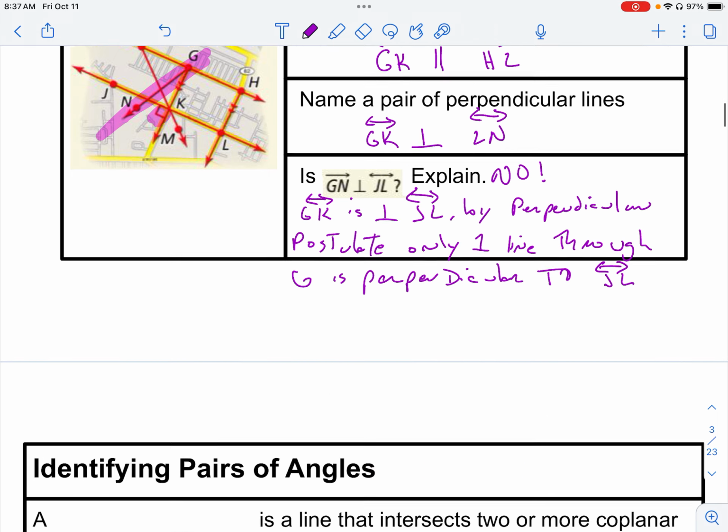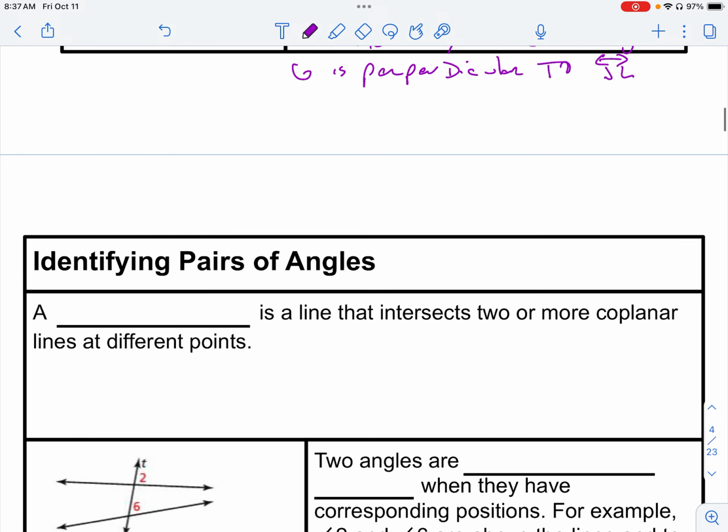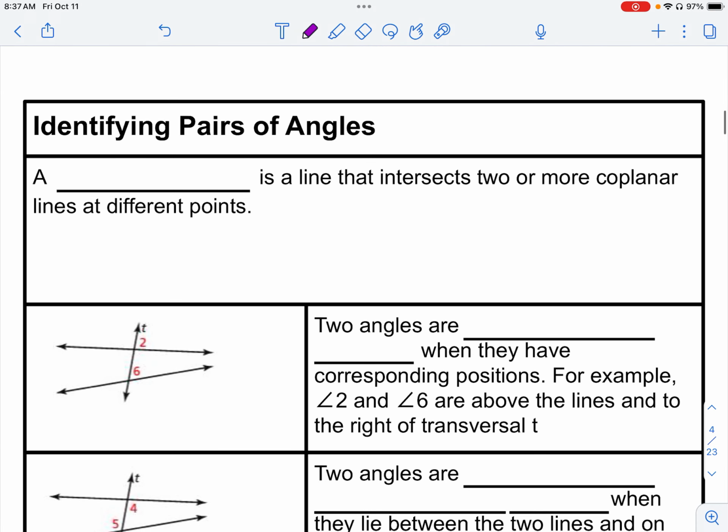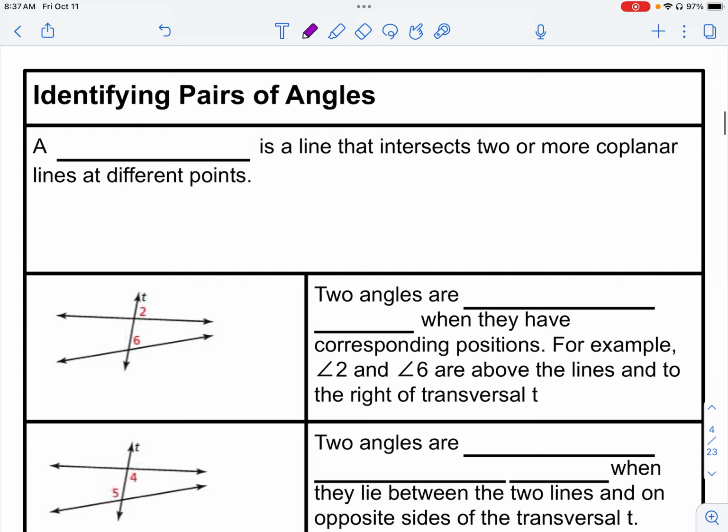So let's move to the next thing, which is going to let us really build out the information we have and what we can do with it. So identifying pairs of angles. A transversal is a line that intersects two or more coplanar lines at different points. Well, what does that mean?